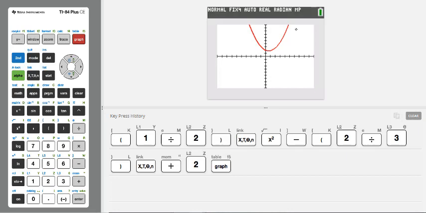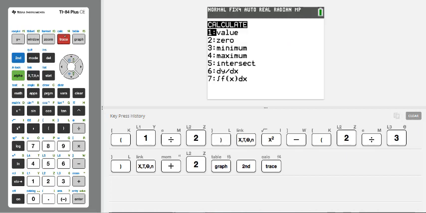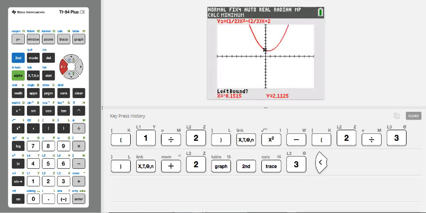Now, we're going to go second trace, and we're going to hit 3 minimum. What we need to do is create a left bound and then a right bound. And we just want to be on both sides, up one side on the left, up one side on the right. So we're encapsulating this lower minimum. And then we hit enter again, and we see that it is 0.667.